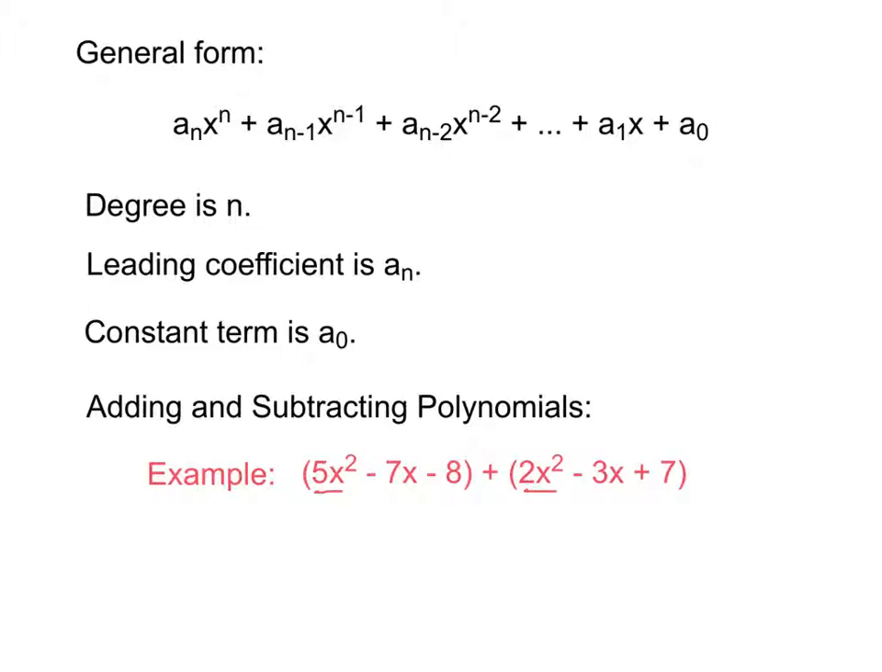Then we have just an x term, minus 7x and minus 3x. We would combine those two to get minus 10x. And then lastly, we would take the constant term, minus 8 on the left, plus 7 on the right, which would give us minus 1. And our final answer would be 7x squared minus 10x minus 1.